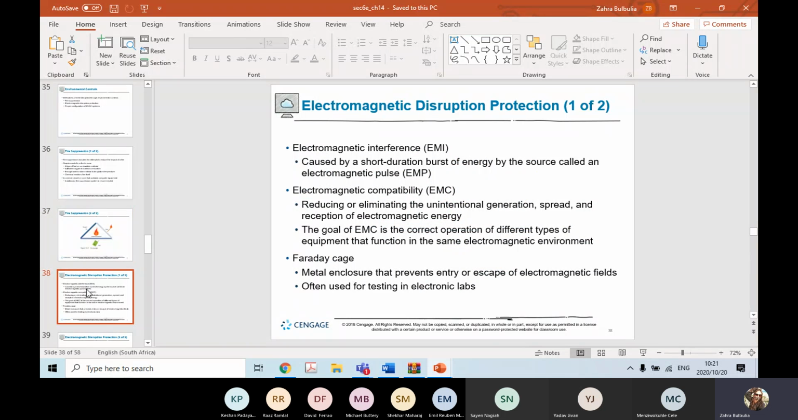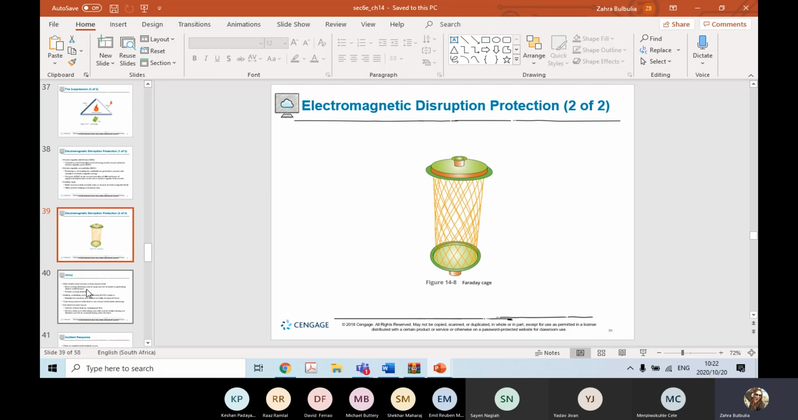Electromagnetic interference basically is caused by a short duration burst of energy by the source called the electromagnetic pulse. Electromagnetic compatibility reduces or eliminates unintentional generation, spread, and reception of electromagnetic energy. And the goal of EMC is the correct operation of different types of equipment that function in the same electromagnetic environments. You also have Faraday cages, which are metal enclosures that prevent entry or escape of electromagnetic fields. And they are often used in electronic labs, and that's what they look like, basically.